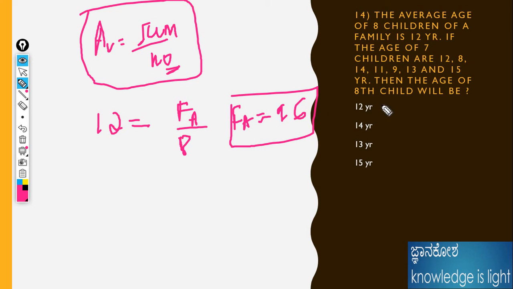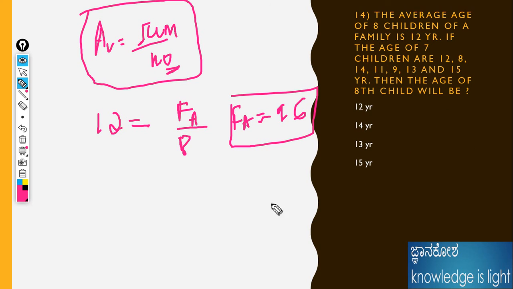Okay. What is the question? The ages of 7 children are 12, 8, 11, 9, 13, and 15 years, and then the age of the 8th child will be? They gave the ages of 7 children in this problem. We need to calculate the 8th child's age. This is very easy. Okay, calculate all the 7 people's ages. 12 plus 8 is 20, plus 34? 34 plus 11 is 45, 45 plus 9 is 54, 54 plus 13 is 67, and plus 15, that is 82.